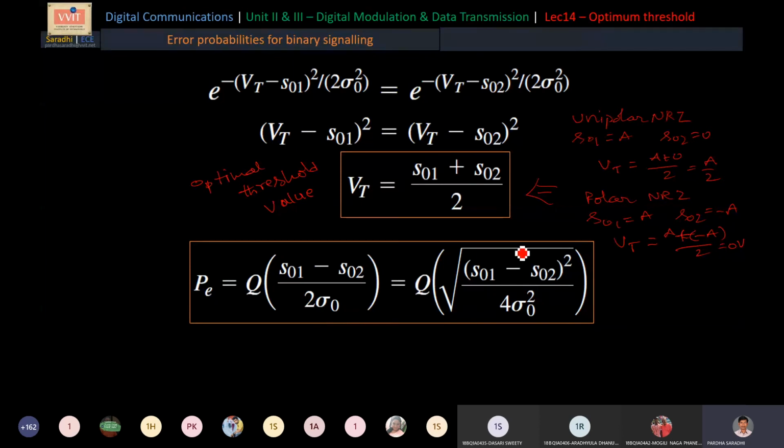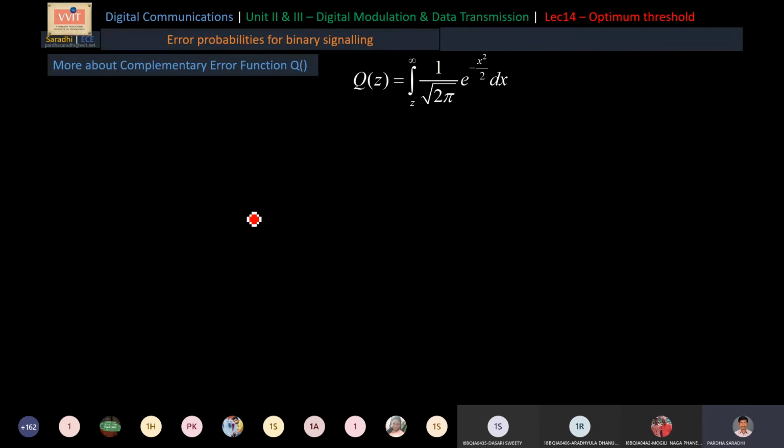The same thing we can write in terms of square root, and you may ask why it is necessary to write like this under square root. There is a reason which you will understand in the next classes. We want to express in terms of energies or powers, so the standard form of energy can be obtained by writing it like this, under square root whole square by 4 sigma square. Let us learn more about this complementary error function. Suppose this is a Gaussian function, this expression, where its mean is 0 and standard deviation is 1.